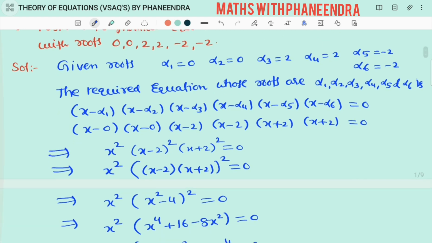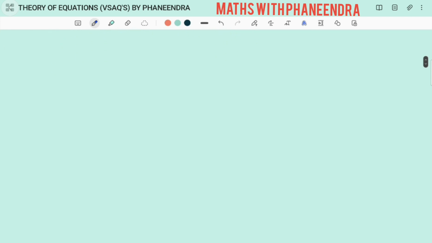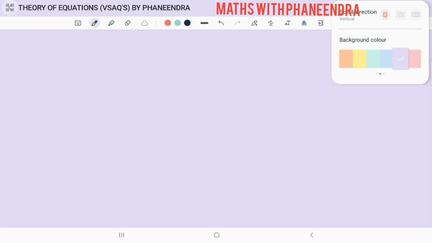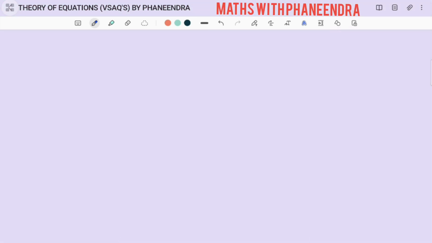We'll move on to the next concept. So the next concept is relation between roots and coefficients. For the polynomial, suppose for example we will take the cubic equation. First I will explain the cubic equation with an example, next the biquadratic equation with an example.